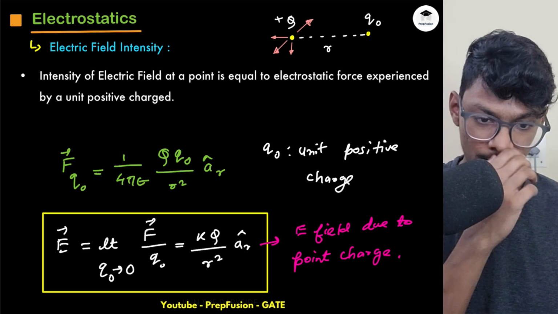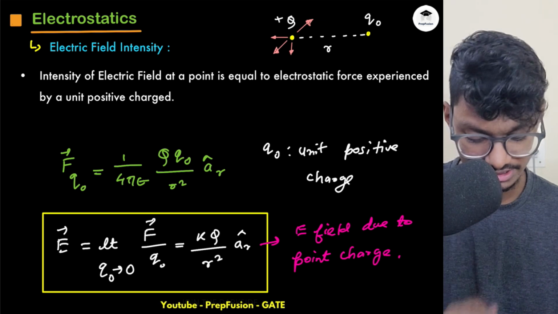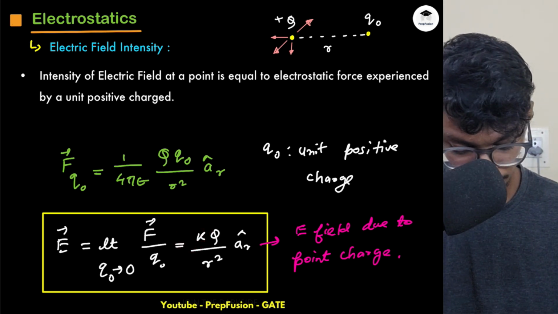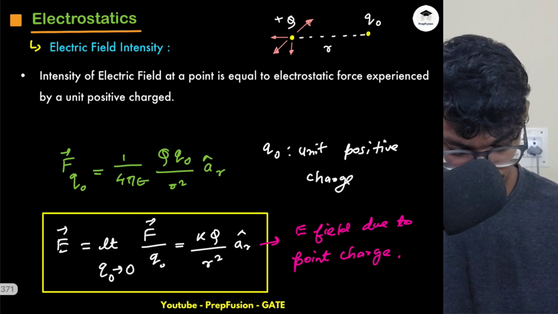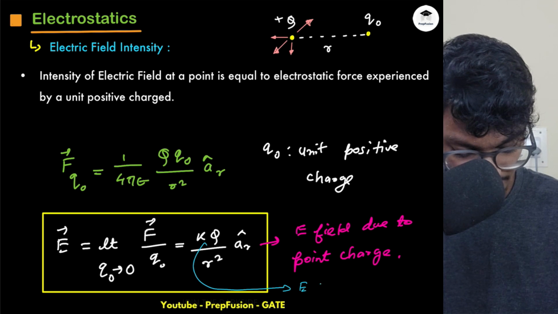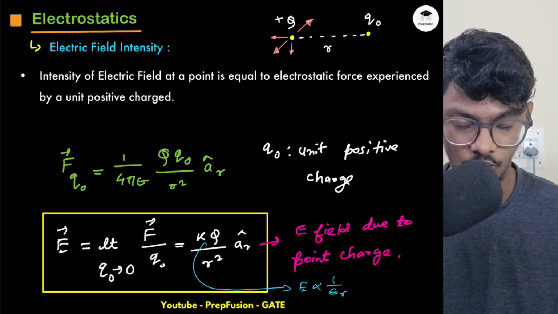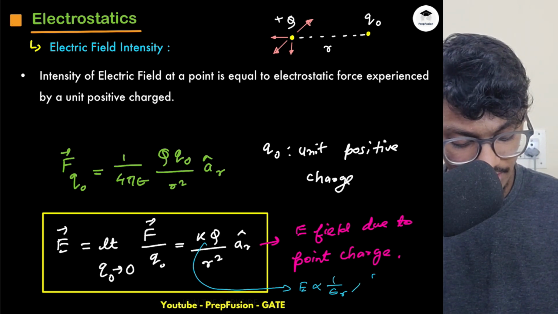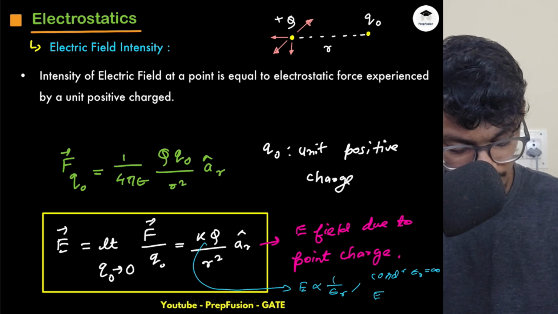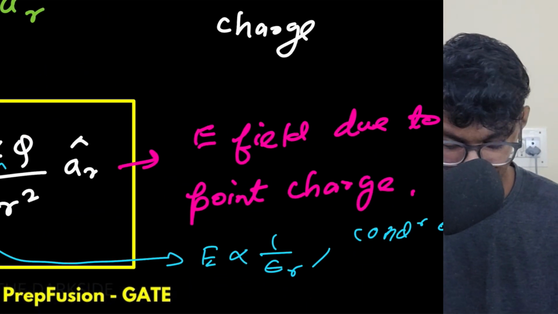Okay, so now one more point we can notice is this actually depends on k as well. If I write this, k is 1 by 4 pi epsilon, not epsilon r. So the electric field is inversely proportional to epsilon r. For a conductor, epsilon r is infinity, so the electric field will be 0. So inside a conductor, the electric field will always be 0.